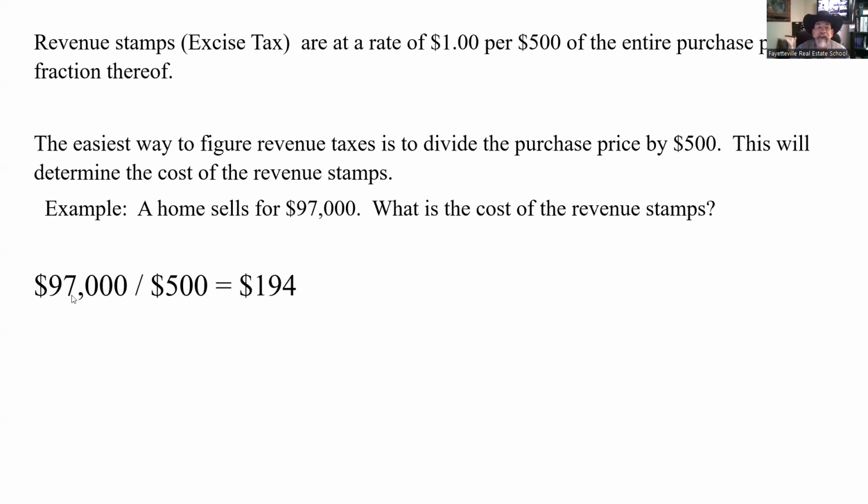If it sold for 97,999, we'd have to round that up to 98,000. But in this instance, with this sample, 97,000 divided by 500, we don't have to round it, equals 194, and that is the price of the excise tax that the seller is going to have to pay.